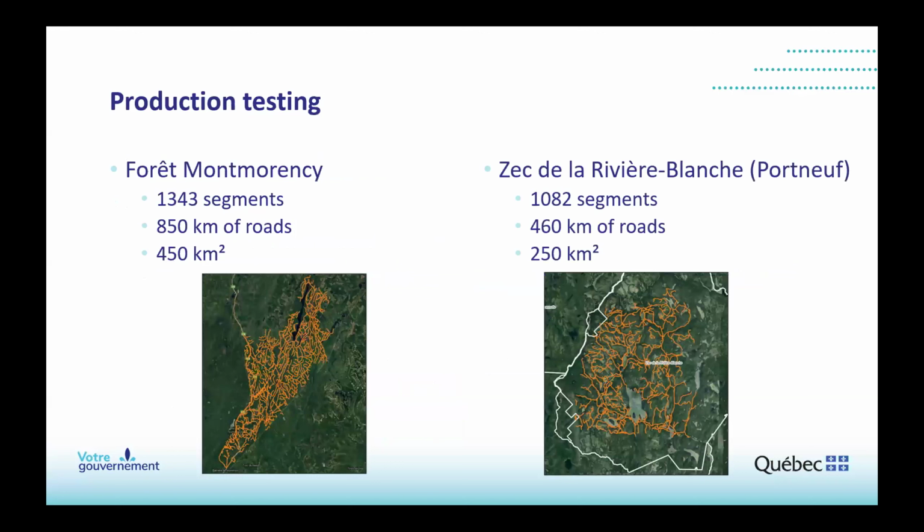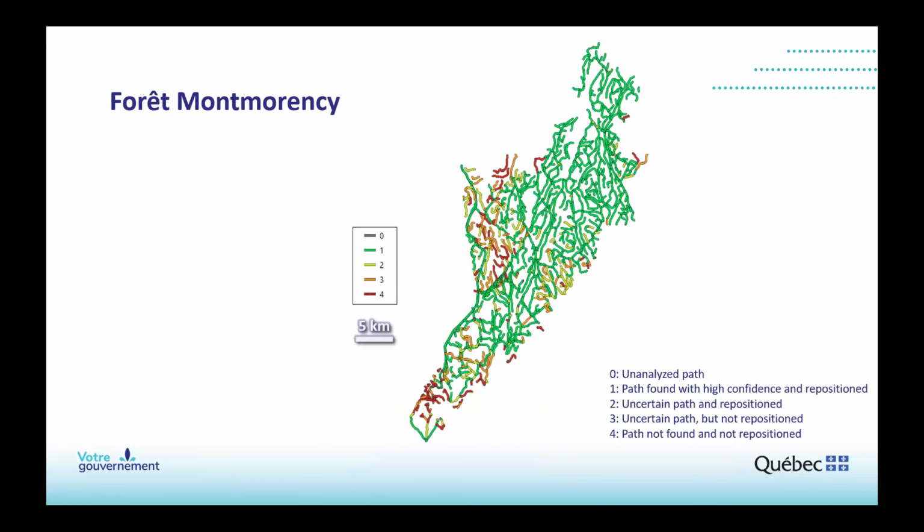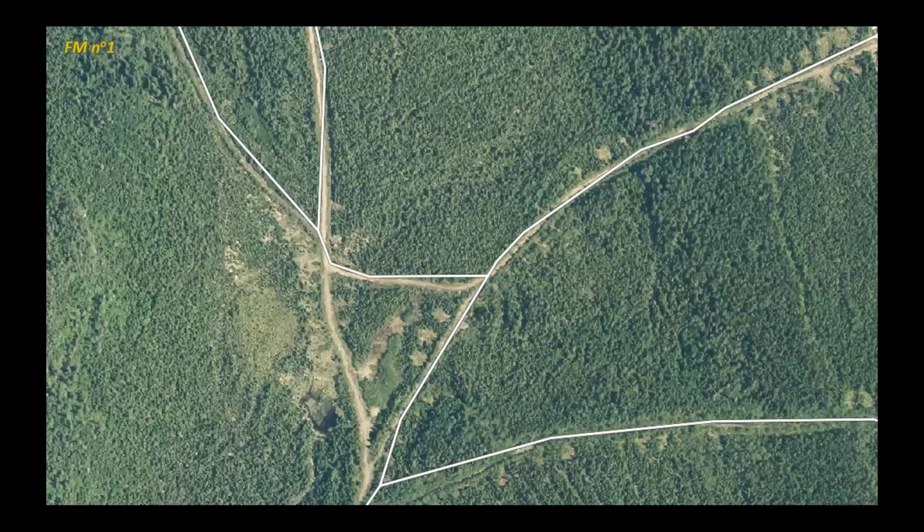We tested this on 2 different sites. One site was at La Forêt-Montmorency, and the other one was at Zec-la-Blanche, Jet de la Rivière-Blanche. The difference between those sites is one is more managed than the other. So as you can see, Forêt-Montmorency seems to be more managed. There's a lot of green on this map. And I just wanted to show you how the output looks.